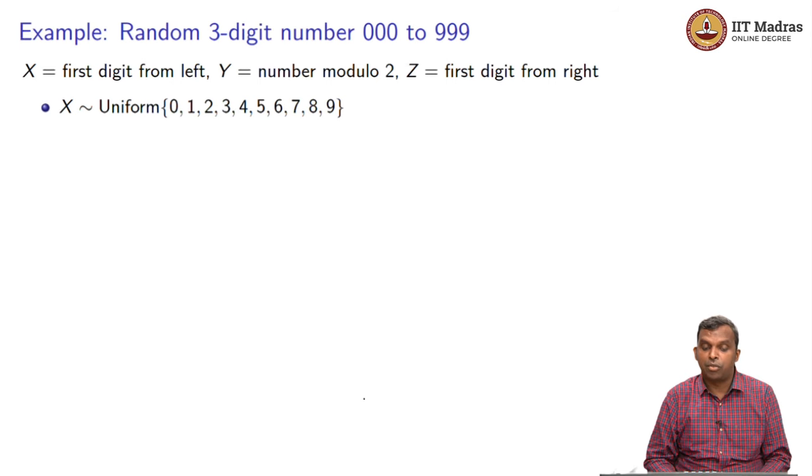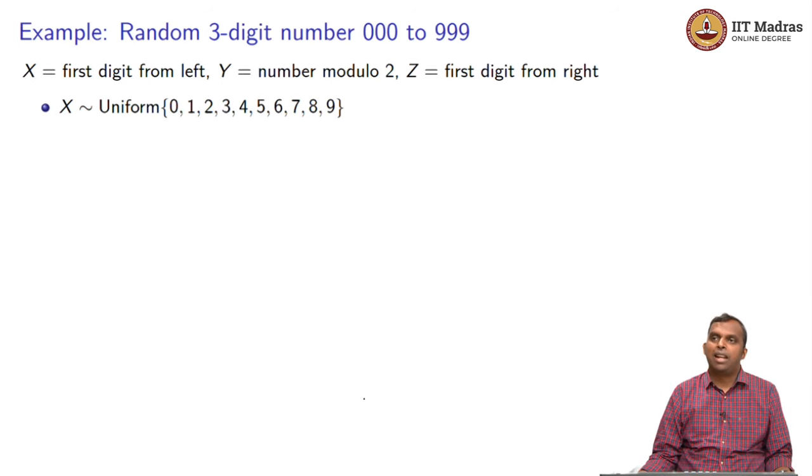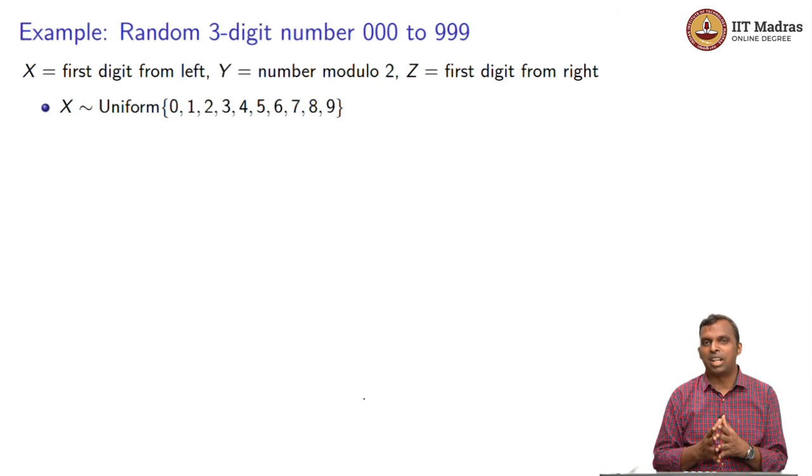X is the first digit from the left, Y is the number modulo 2, and Z is the first digit from the right. Okay, so in this case you might say, I'll have to sum up over all the joint PMF, but really, the marginal you can write down directly and easily. There's no need to sum over the joint PMF or anything.